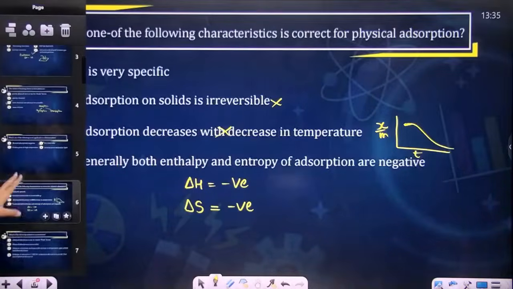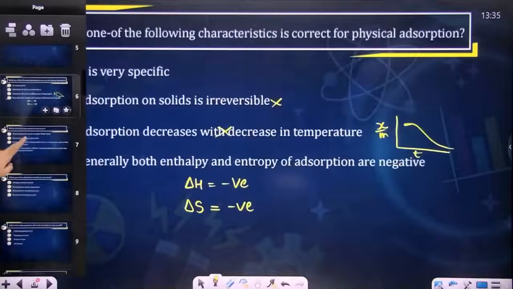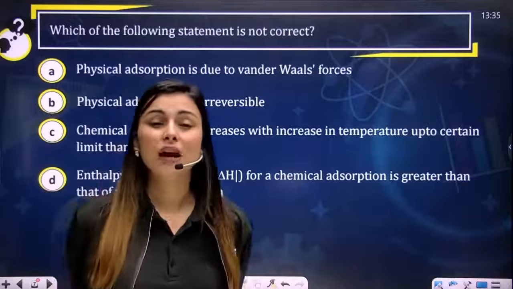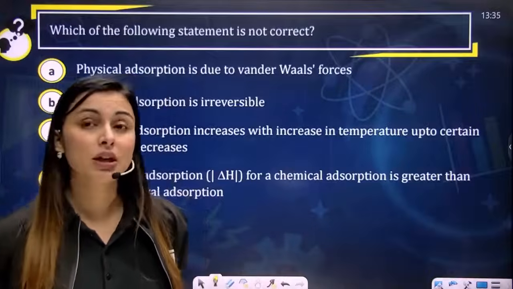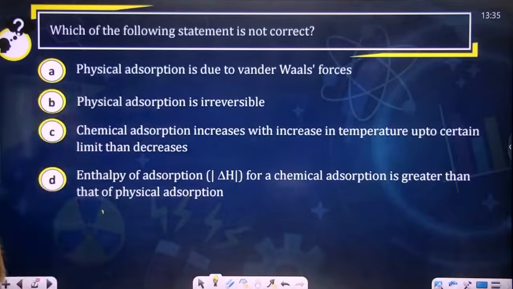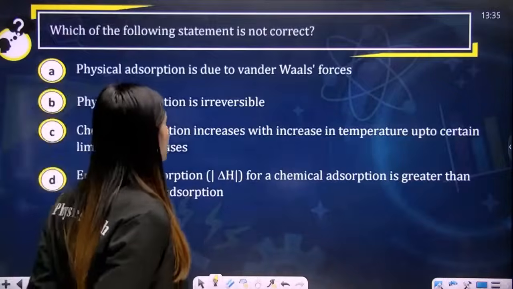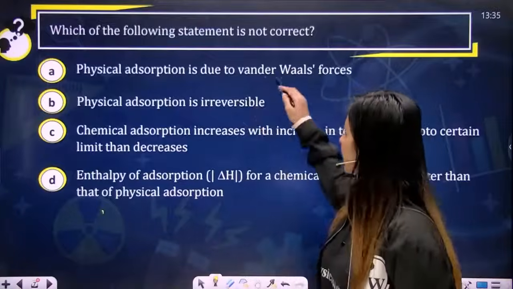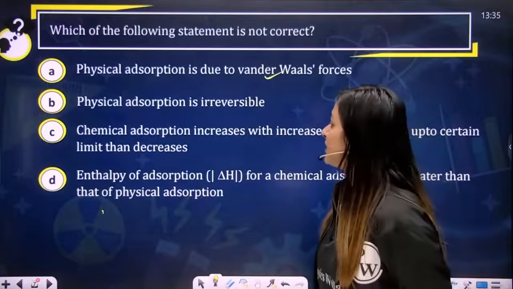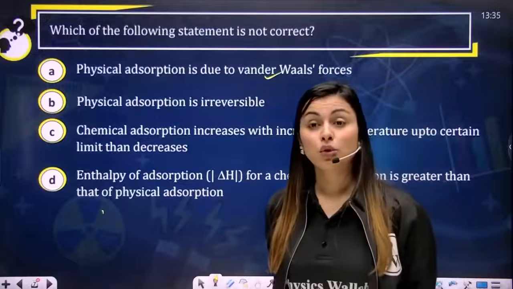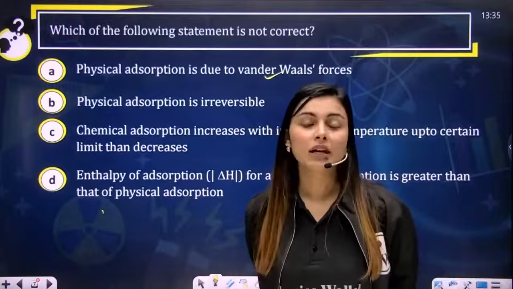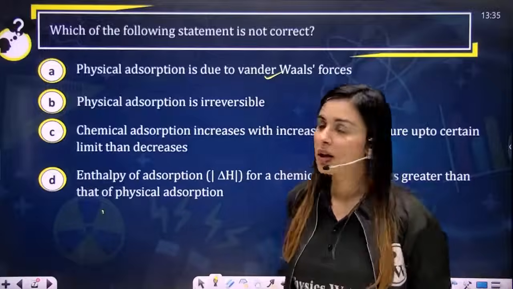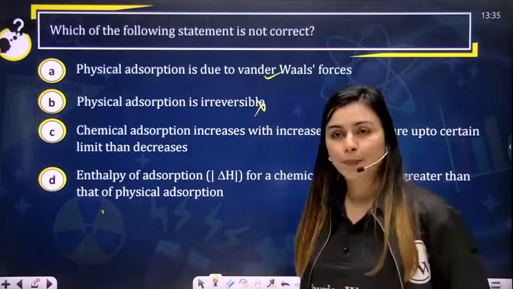Let's move forward to the next question. Done. Okay, next question. The question is here. Which of the following statements is not correct? So you'll have to tell which of the following statements is not correct. It says that physical adsorption is due to van der Waals forces. Physical adsorption, yes, weak van der Waals forces. So this statement is correct. Physical adsorption is irreversible. No, physical adsorption is reversible because it has weak van der Waals interaction. Chemisorption is irreversible. So this statement is wrong.